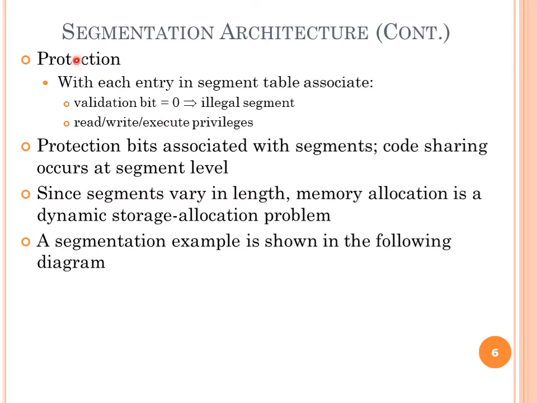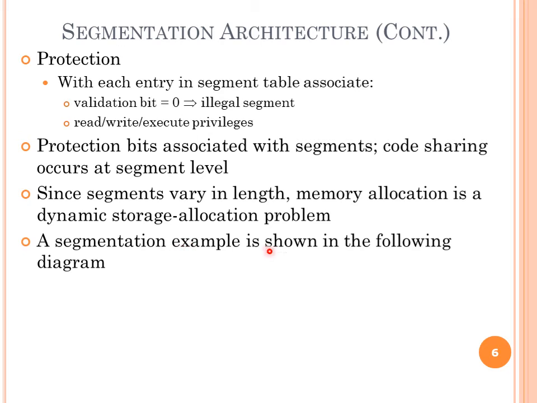Here we are storing a protection bit with the segment number, similar to the protection provided to individual pages. Each entry for the segment in the segment table is associated with a valid bit. 0 indicates an illegal segment, and 1 indicates a valid segment. Then that segment may be given read, write, or execute access. The protection bits associated with the segments are used for code sharing, which occurs only at the segment level. Since segments vary in length, memory allocation is a dynamic storage allocation problem.